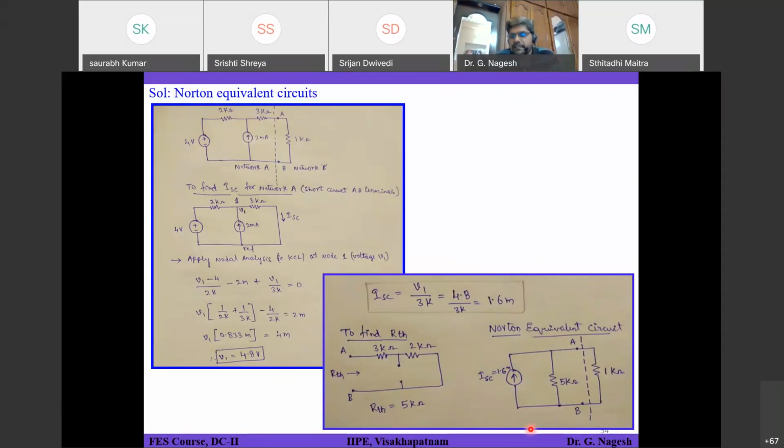If I simply ask you to find out the current flowing in the 1 kilo ohm resistor, you can apply Thevenin and find out. You can apply Norton and find out. You can apply nodal analysis and find out, whatever methodology, your choice. Finding RTH is same in both the cases. In Norton's theorem or Thevenin's theorem, RTH finding is same. In Thevenin's theorem, you are finding open circuit voltage across terminals A and B. In Norton's theorem, you are finding the short circuit current flowing from A to B. That is the only difference.